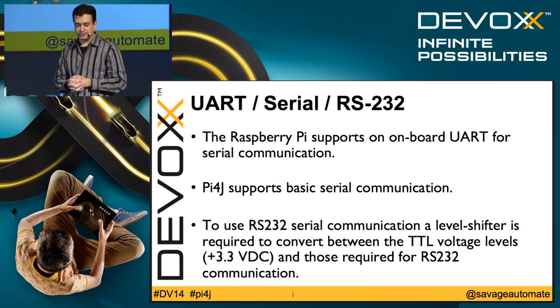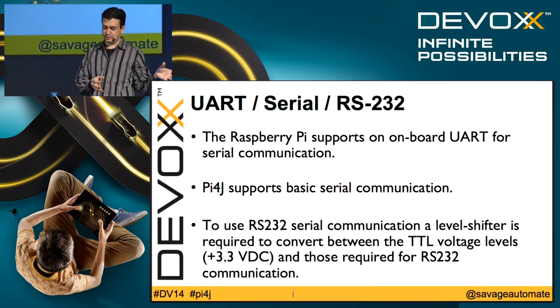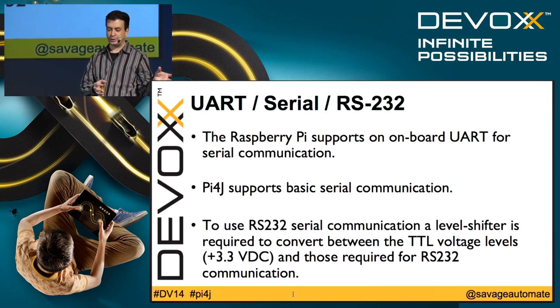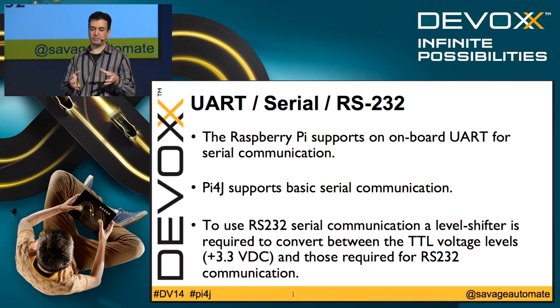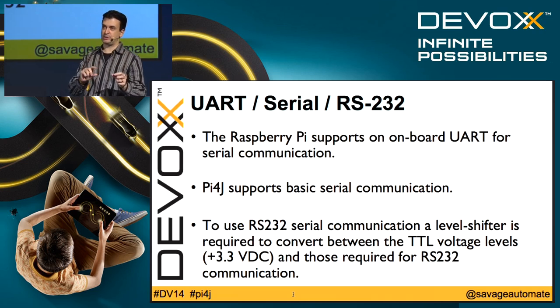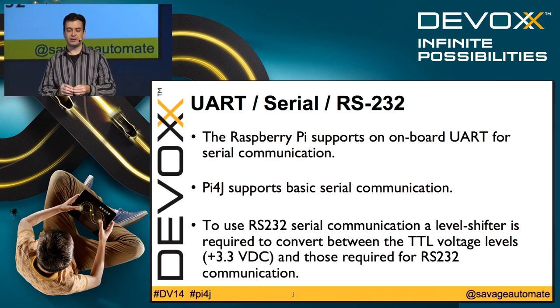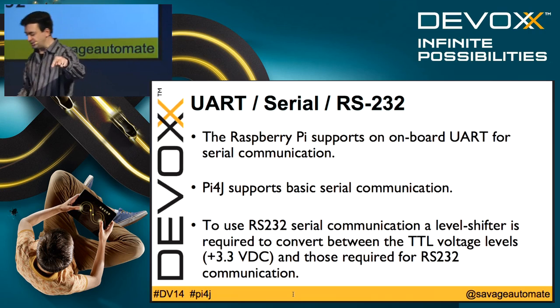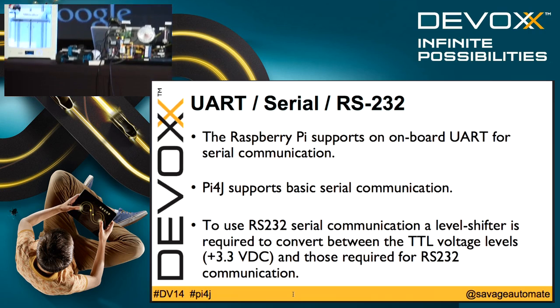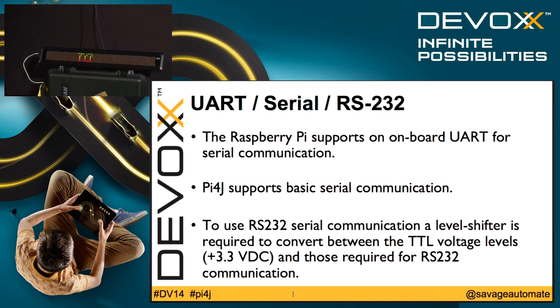Next, we're going to talk about serial. We talked about this earlier in Jim's presentation. We're going to use serial from the Raspberry Pi and the Pi4J interfaces to control. We've got a little message reader here in the front that we're going to drive some messages to.